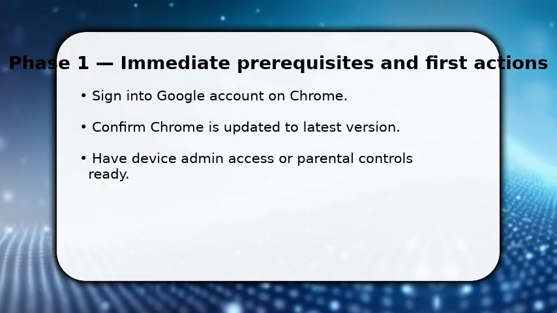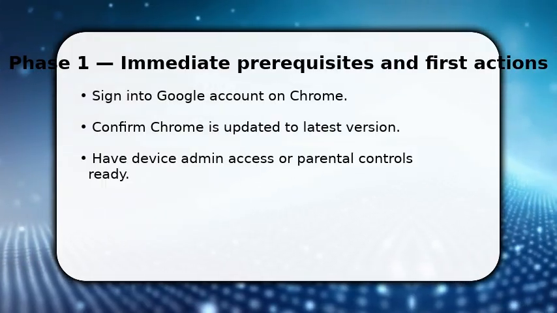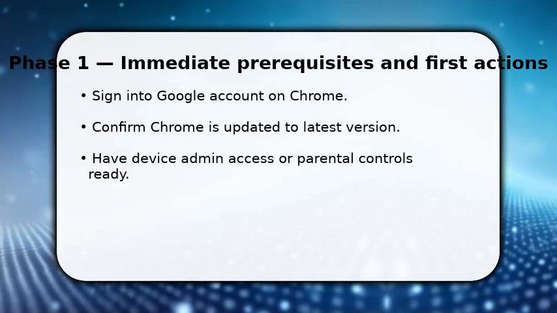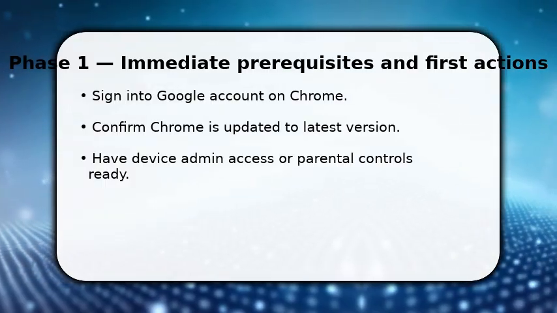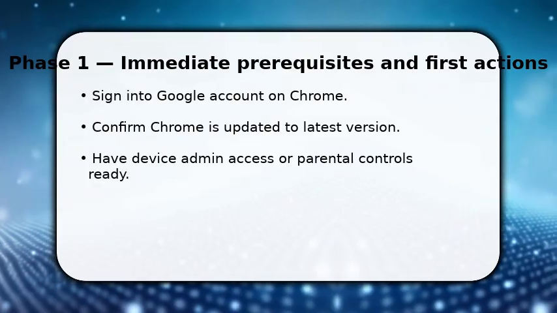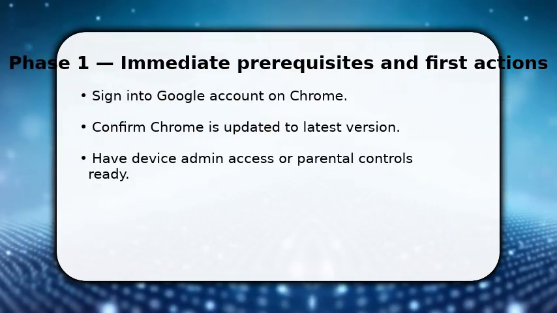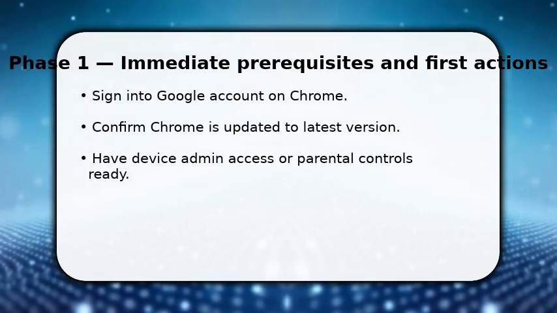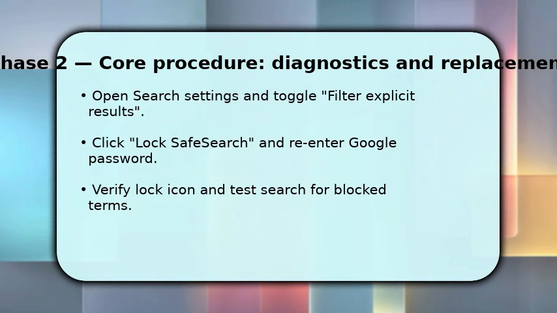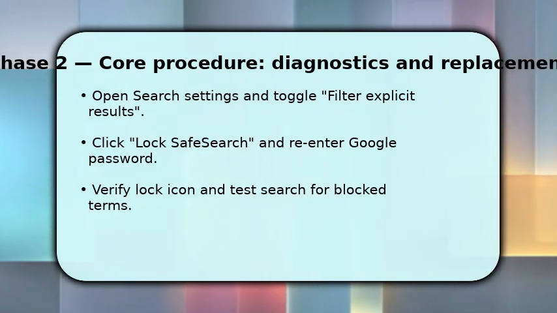Turn on SafeSearch to filter explicit results and make sure you're using the same Google account across devices. Once done, we'll enforce the lock. Make sure you have access to account password or parental controls, so settings can be secured. With SafeSearch enabled, click Lock SafeSearch to bind the filter to your Google account.